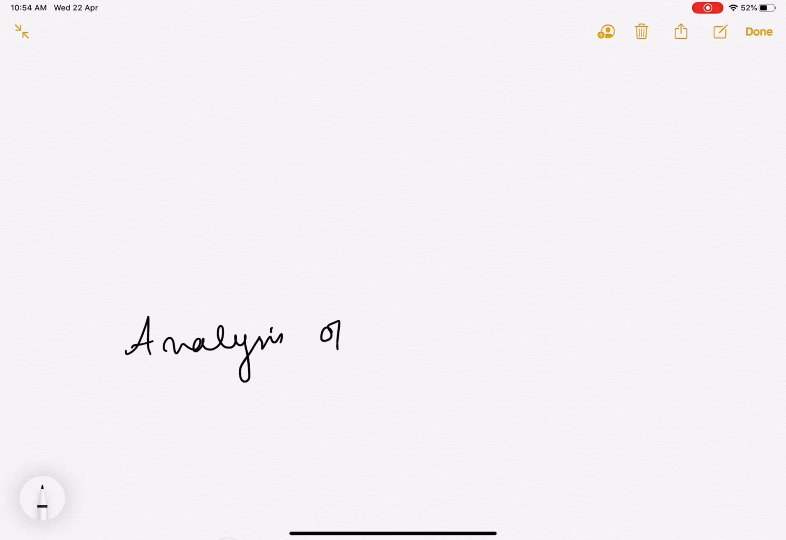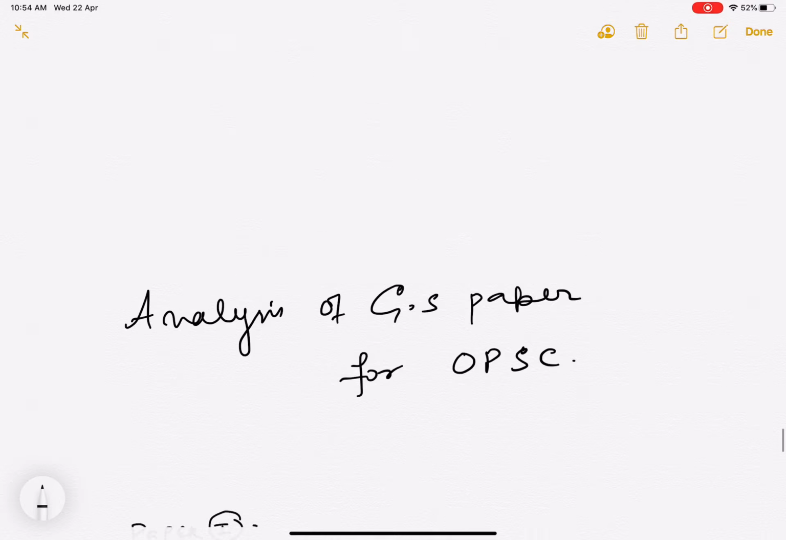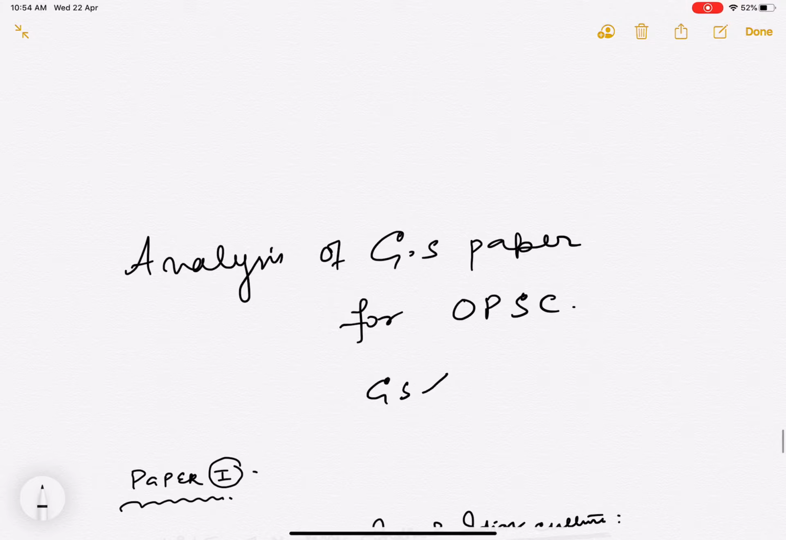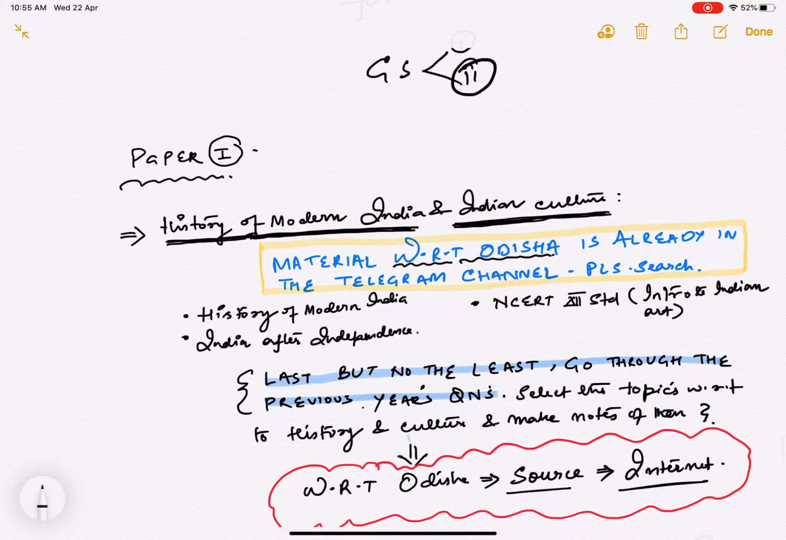Analysis of the GS paper for OPSC. Now, basically, your GS has two papers, paper 1 and paper 2. We'll be going one by one simultaneously. First of all, let's come to your paper 1.